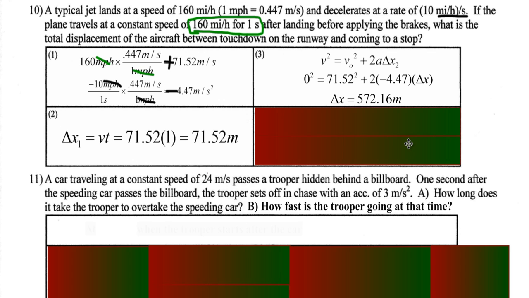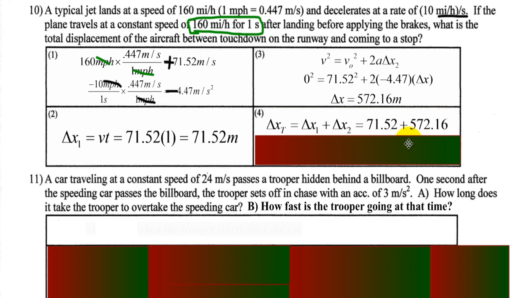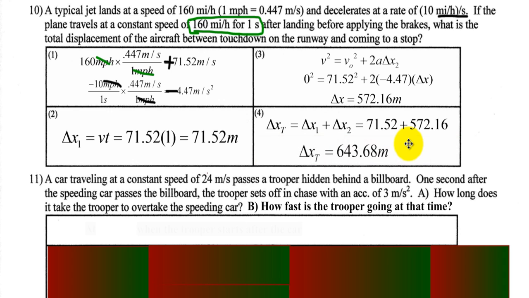So the plane went 572 meters when it was accelerating and 71.52 when it was going at a constant speed. Adding those two together will get you the total change in position, or the total distance traveled in this case. So the airplane went 643.68 meters down the runway.